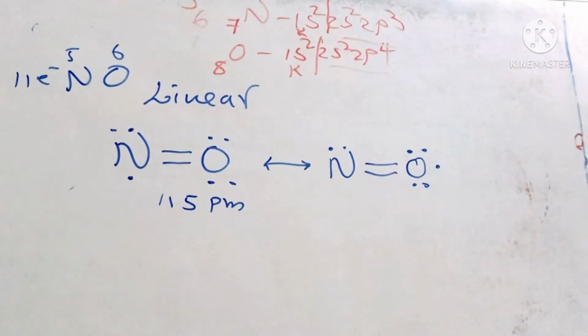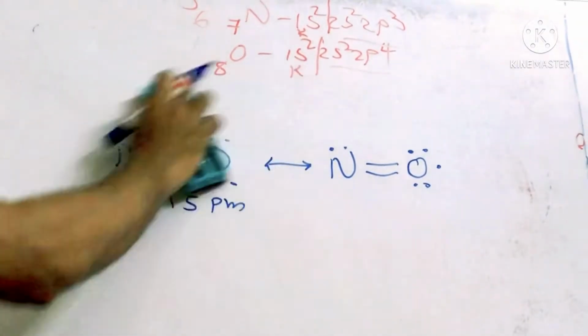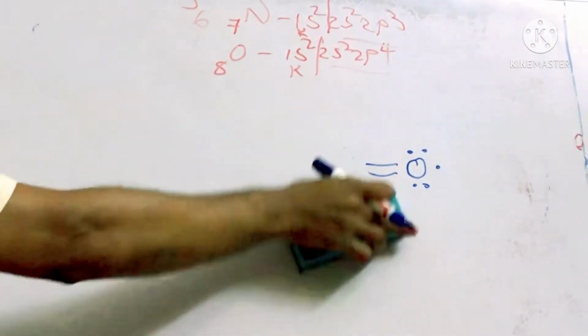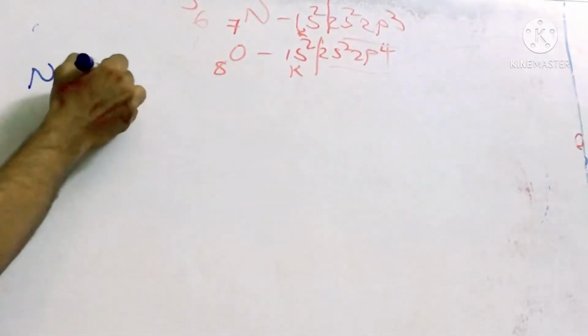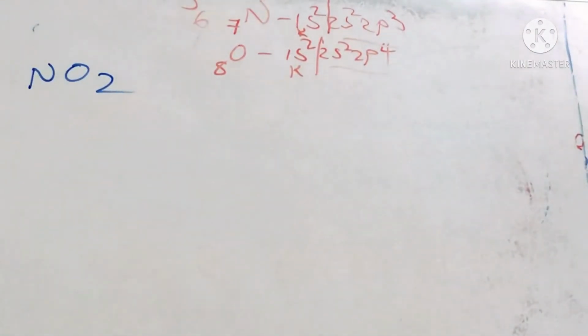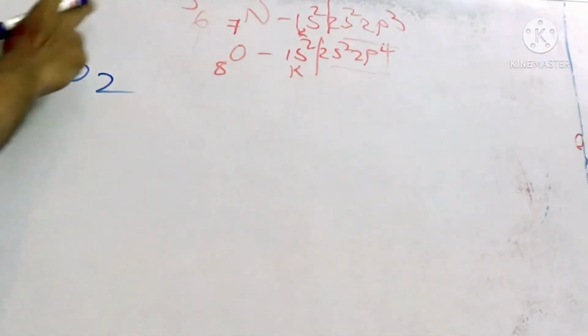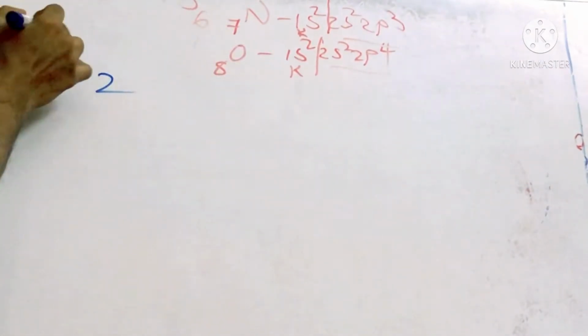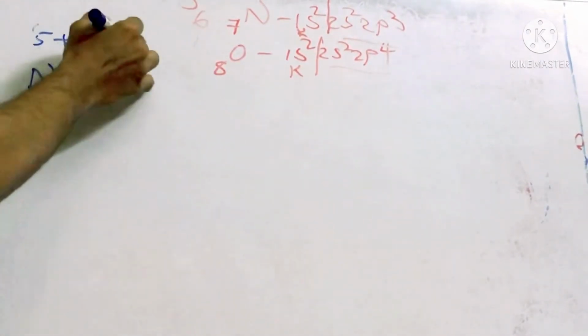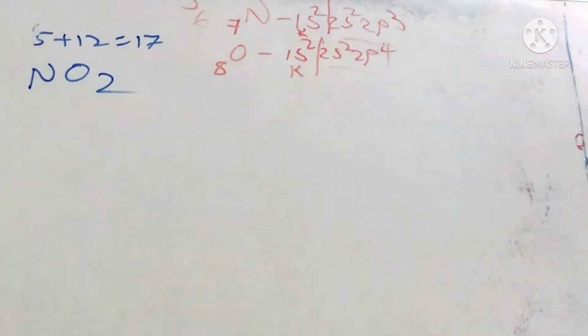Clear? So next we will go to the other compound. NO is done. So now we will see NO2, nitrogen dioxide. Nitrogen is once again 5 electrons and oxygen is 6, so 12. So 5 plus 12, total is 17 electrons I have. So nearly 8 bond pairs and lone pairs we are having, and the remaining is 1 electron extra.